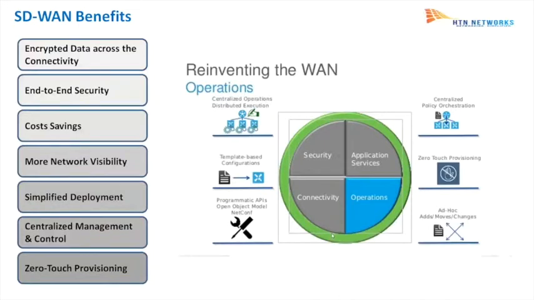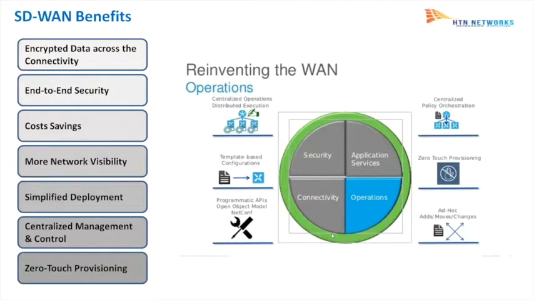So what are the benefits of SD-WAN? SD-WAN encrypts data across the connectivity. The normal internet circuits don't have any kind of built-in security. So SD-WAN encrypts the data and provides the security. So it's like end-to-end security.